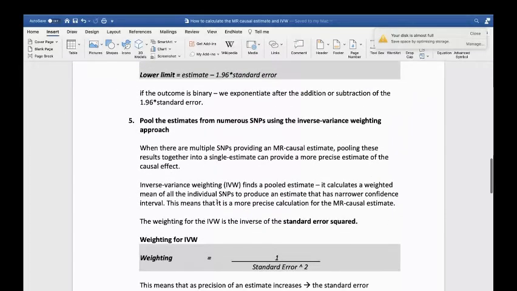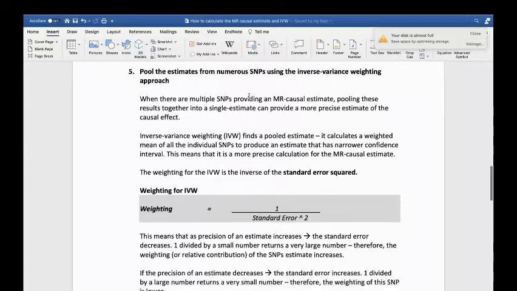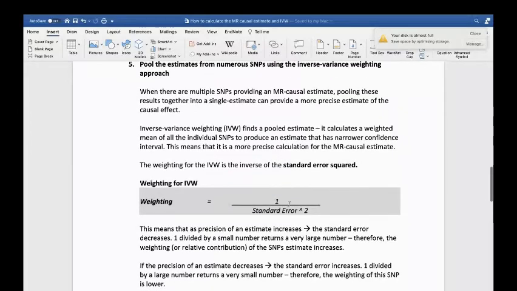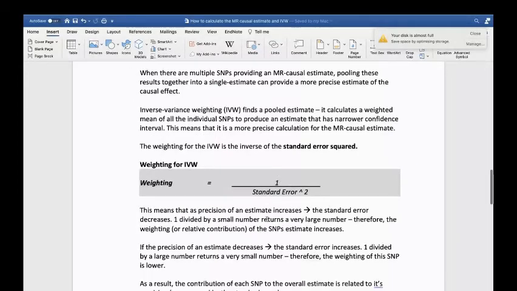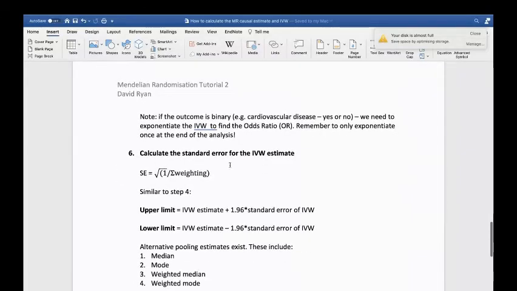Then we can pool several different SNPs together to form a more combined estimate, and that's using the inverse variance weighting approach. There are other approaches, but primarily we'll be using this one. And again, the weighting that each SNP is given is according to 1 over the square of the standard error. And then we can calculate the standard error for the inverse variance weighted estimate using this formula. Okay.